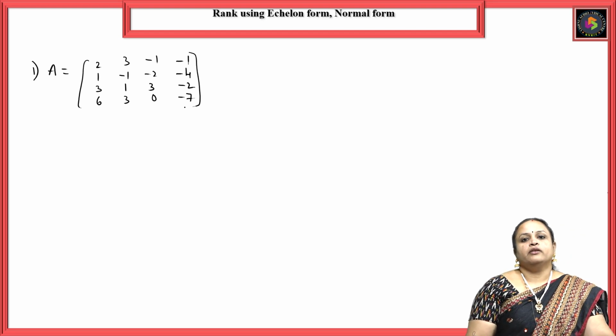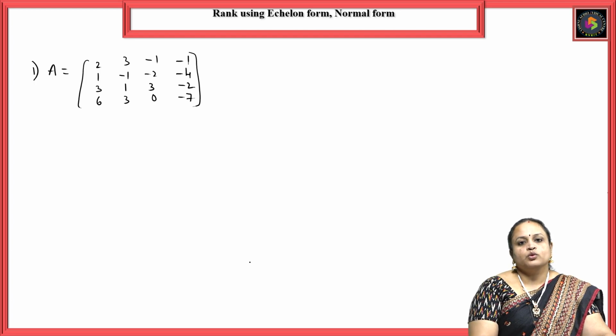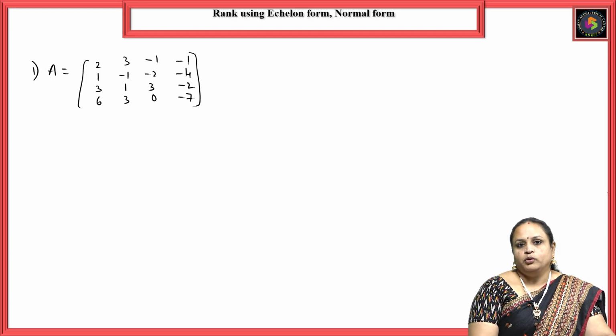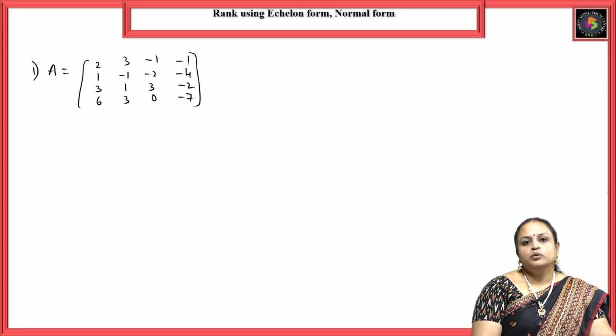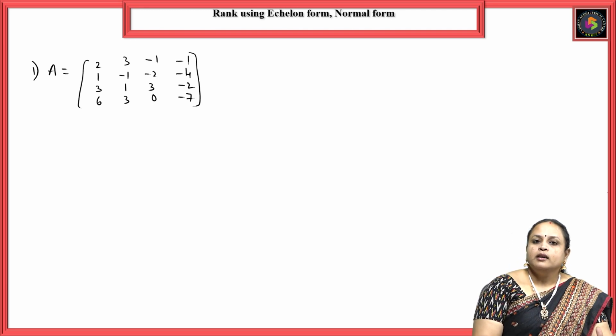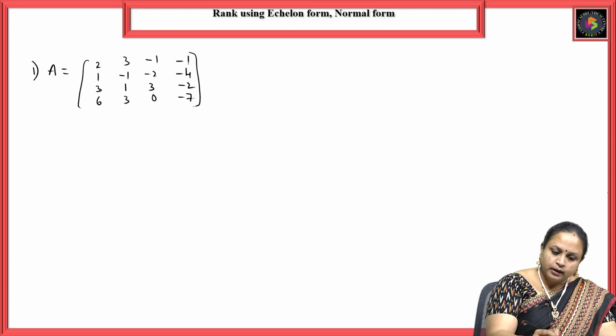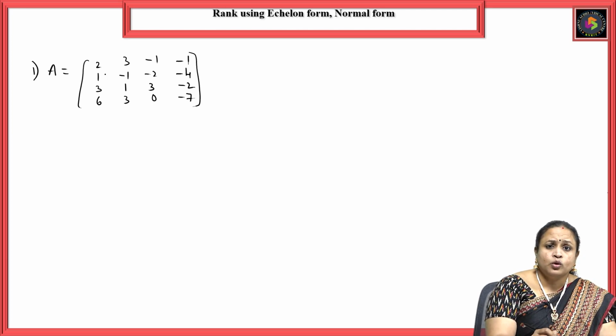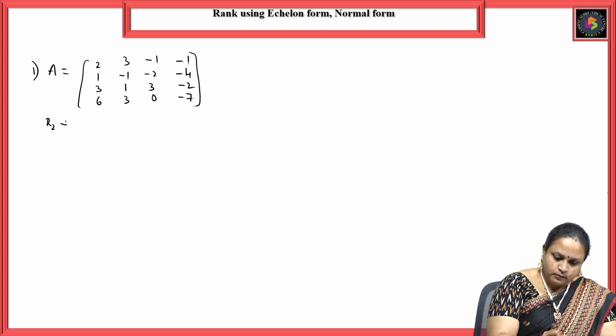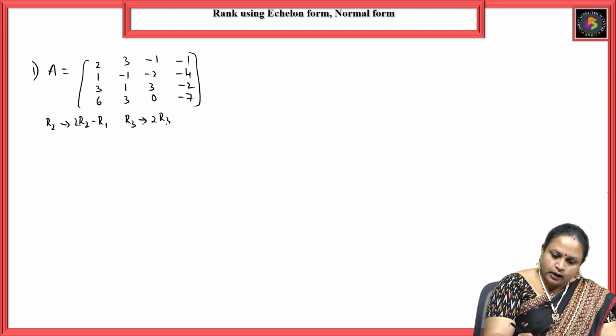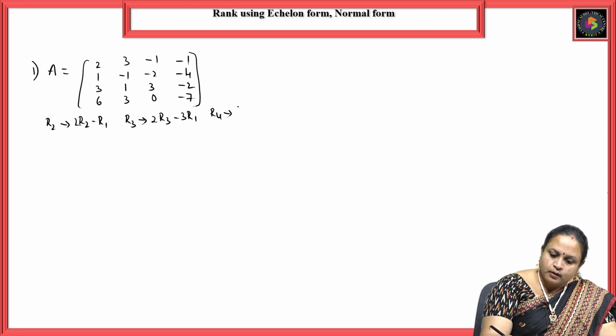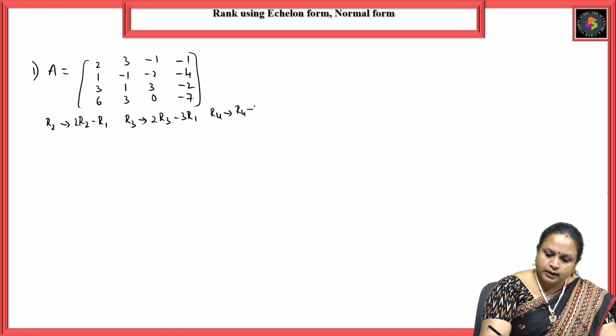Now, we are trying to find the rank of this matrix using normal form. In normal form, we are always trying to bring an identity matrix using the elementary row operations and column operations together. Now, let us try to make all the elements in the first column as zeros. R2 implies 2R2 minus R1. R3 implies 2R3 minus 3R1. R4 implies R4 minus 3R1.